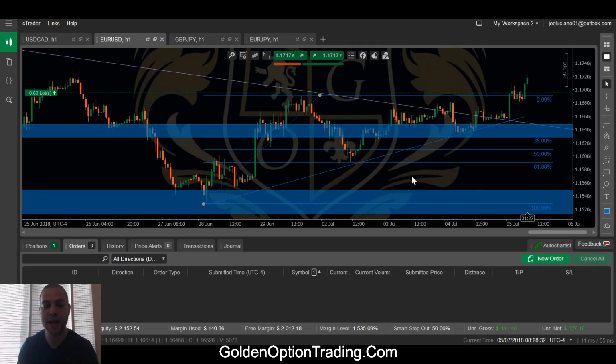USD/CAD was the 38. Now the 38 and the 61 is the most powerful one. The 61 is definitely the Fibonacci golden ratio. And the third one is the 50%, and then after that you've got the extension and the 78, and the 23. But these are the most powerful, especially those two, and with a trend line it makes it even better.